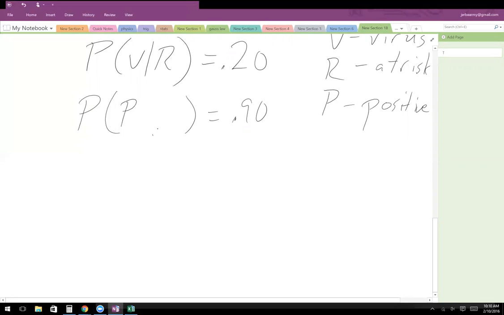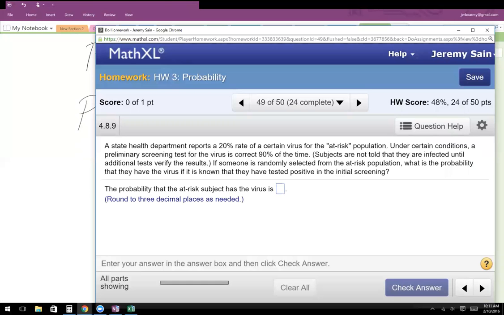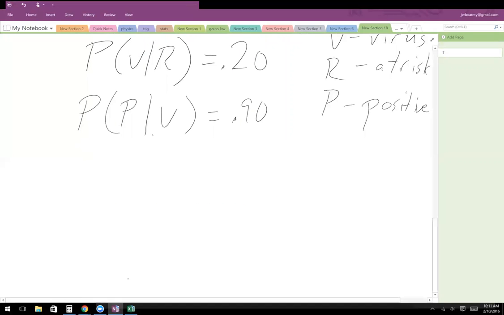It's just saying the probability. So the probability that it says yes if you have the virus is, and then also the probability. Okay. Keep going. So what's the probability they have the virus if they did test positive?